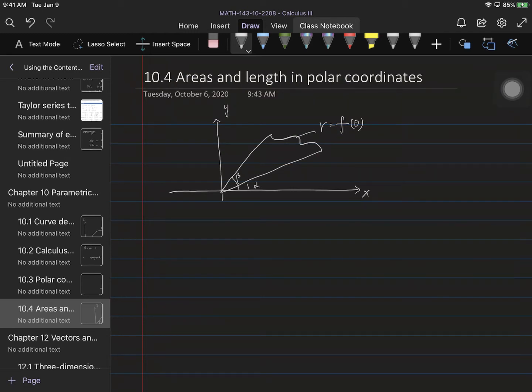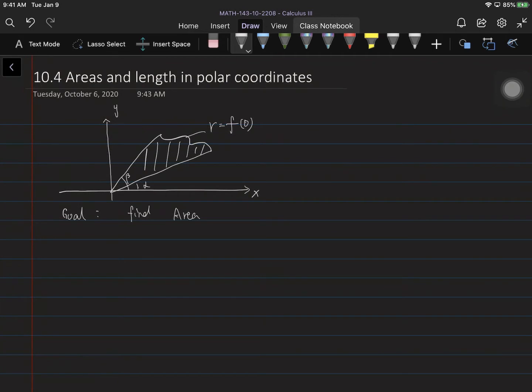So in this case, like this shaded region, how do we find the area? Okay. So firstly, let's take a look. We're going to introduce the formula for the area this way.